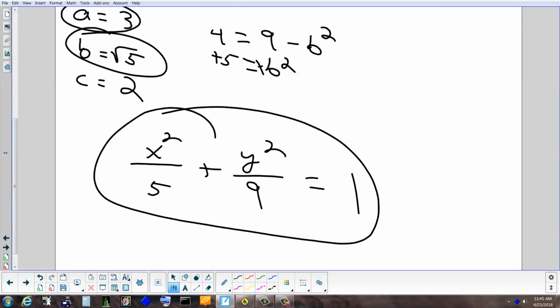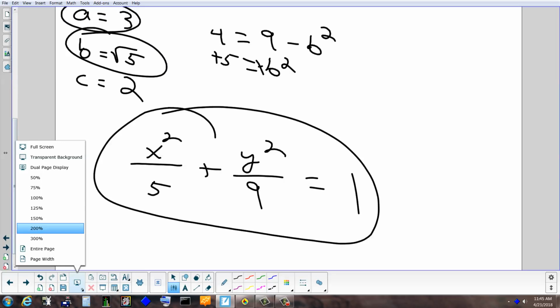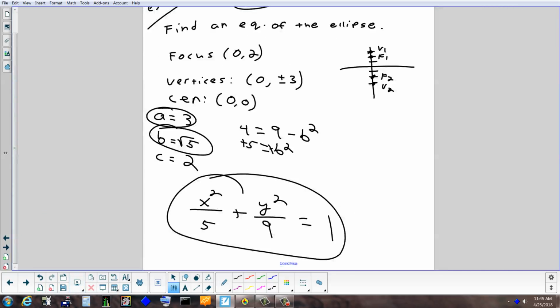It's a little different because they didn't give you the center, but we know the center is halfway between the vertices. So it was at the origin. Any questions on that one? So once you know what you're doing, there's not really a lot of calculations. It's not like a 50-step process. It's one equation we had to use, and that was it.